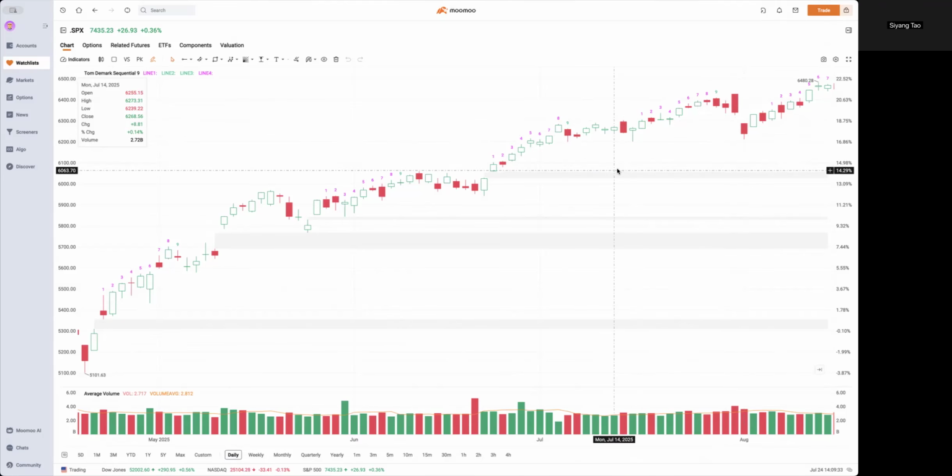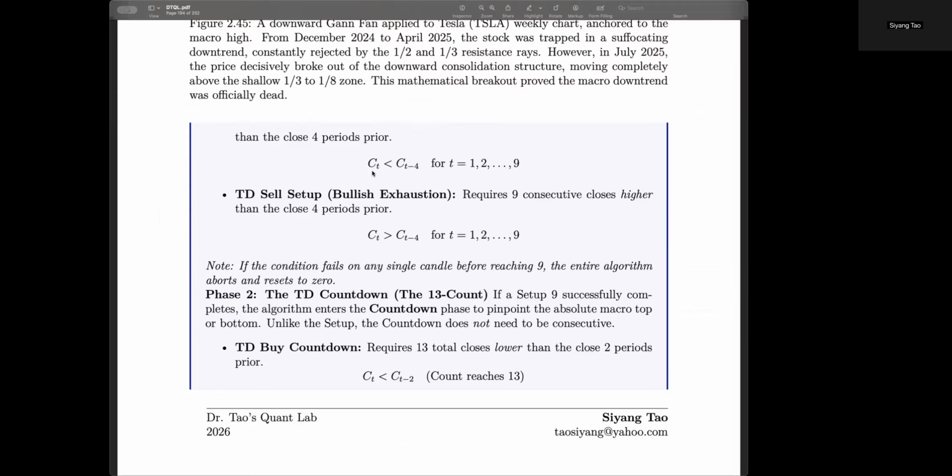And this perfectly illustrates how institutional algorithms use the 9 count. We do not use it to blindly short the market, but we absolutely use it to take profits and anticipate localized reversals. You never want to be the person deploying fresh capital into a mature nine count. Okay, let's get back to the lecture.